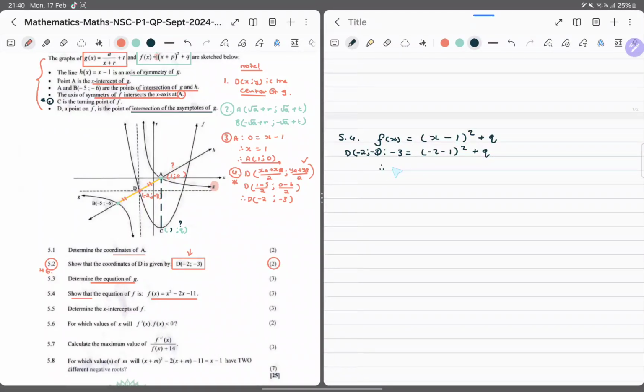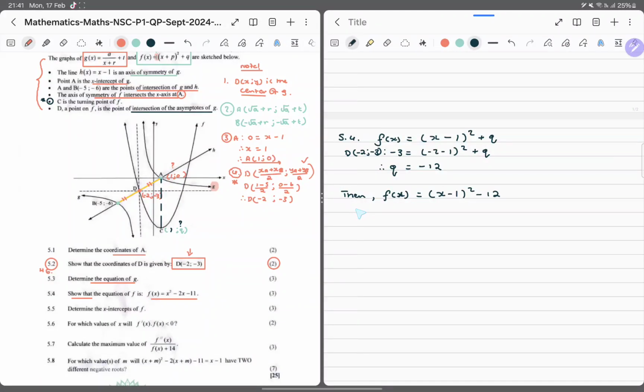So what do we say here? Therefore, q is, this is minus 3 squared, which is 9. We transpose, it's going to be minus 12 as a whole. So we can say safely, then we know that f of x is equal to x minus 1 all squared minus 12.